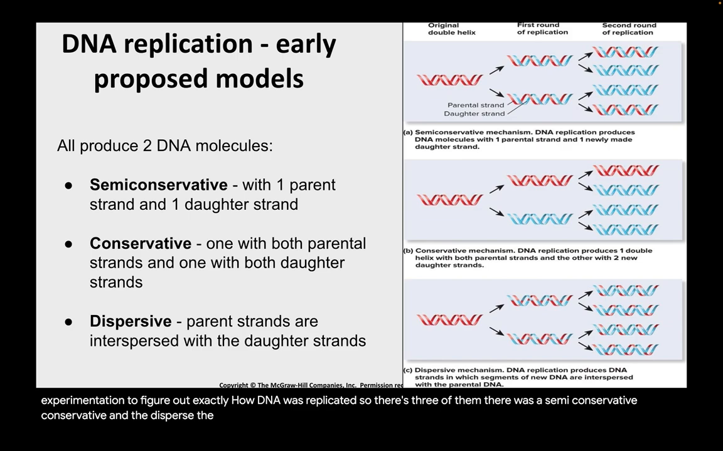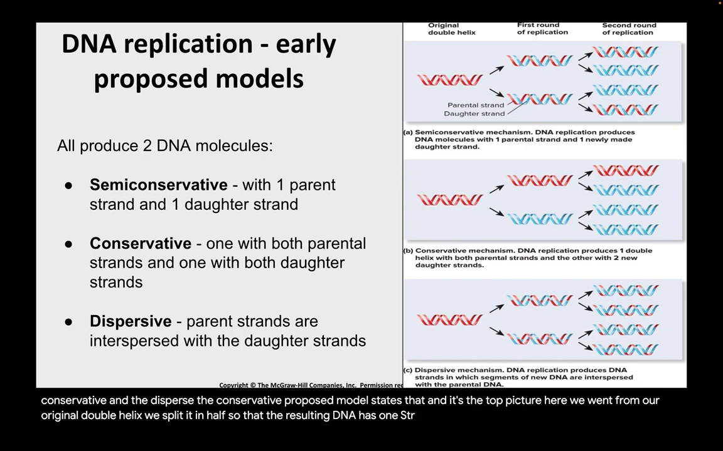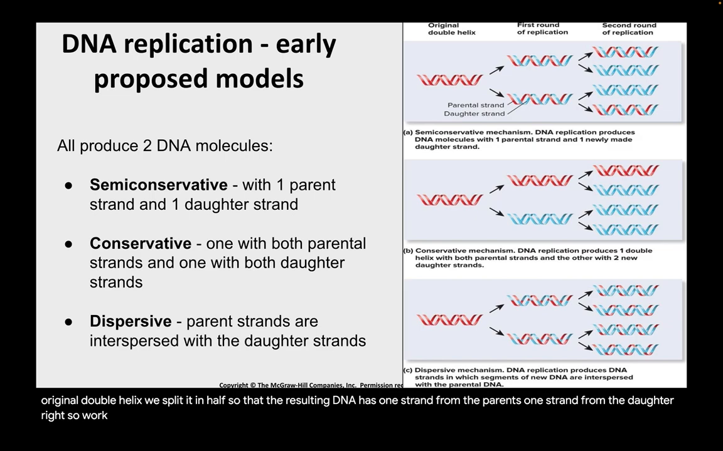The semi-conservative proposed model states, and it's the top picture here, that we went from our original double helix and split it in half so that the resulting DNA has one strand from the parent and one strand from the daughter. So we're semi-conserving, conserving half of our DNA.